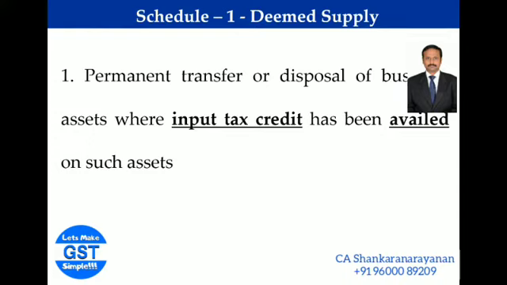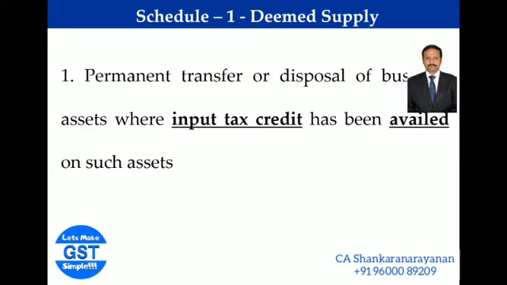So for a free transaction to become a supply, what is the ingredient? That is what is dealt with in this first para to Schedule 1. It says that if you have availed input tax credit, then it becomes a supply. If you have not availed input tax credit, then it is not considered as a supply. Even though there is no consideration, the department will forcefully see it as a supply if you have availed ITC.